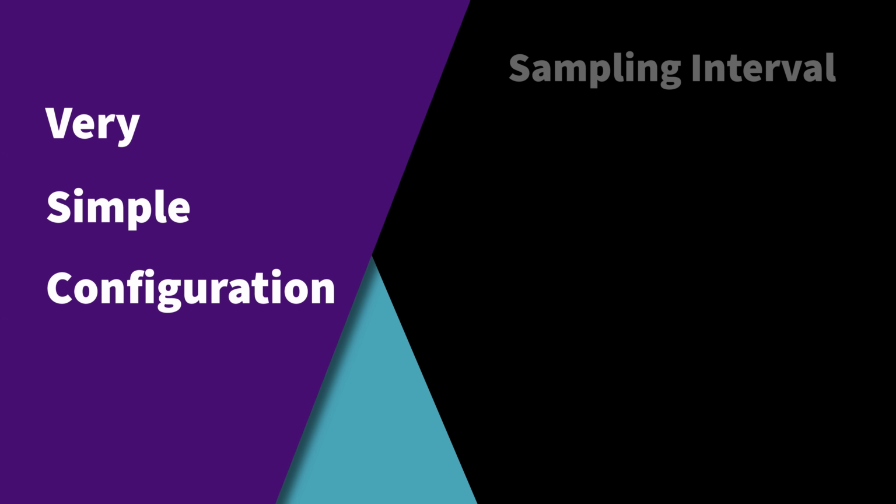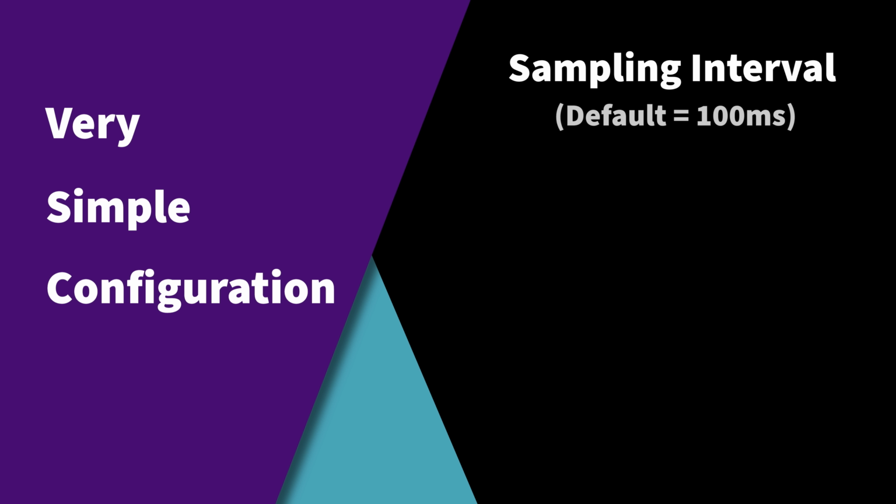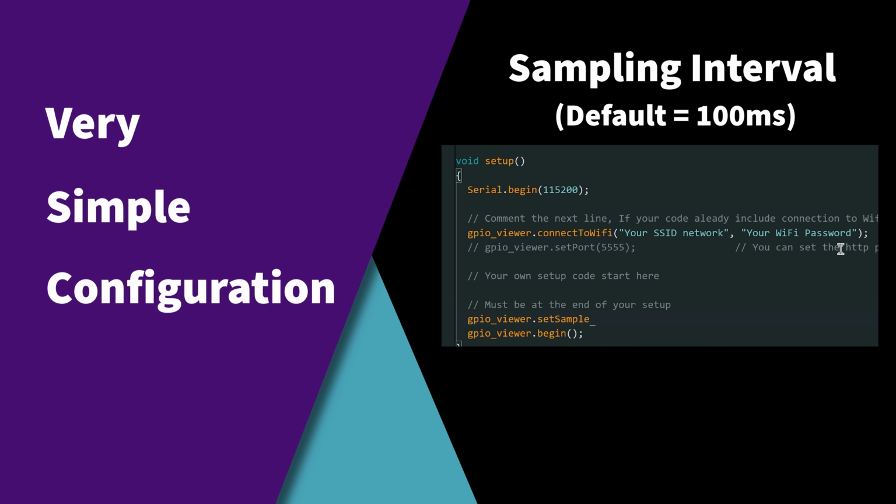There are two things you can configure in the GPIO Viewer. First up, the sampling interval. This is the rate at which the GPIO Viewer checks and updates the status of your pins. By default, it's set to 100 milliseconds, providing a smooth and responsive view of your pin activities. But if you want to change it, just use the set sampling interval function.